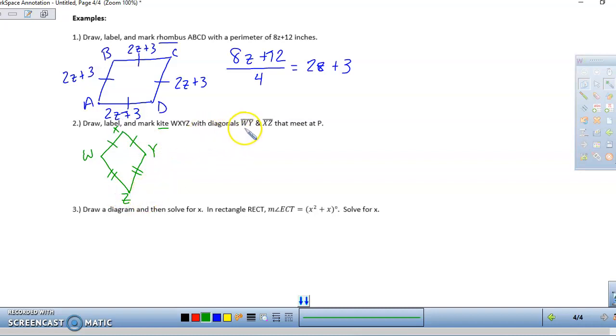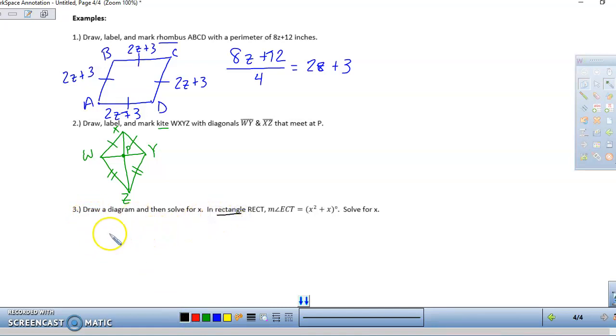And then diagonals, remember, connect non-consecutive vertices. So I would connect WY and then XZ, and they intersect at P. So that would be the correct drawing with labeling and marking. Okay, last one. Again, take a minute, pause, try it yourself.